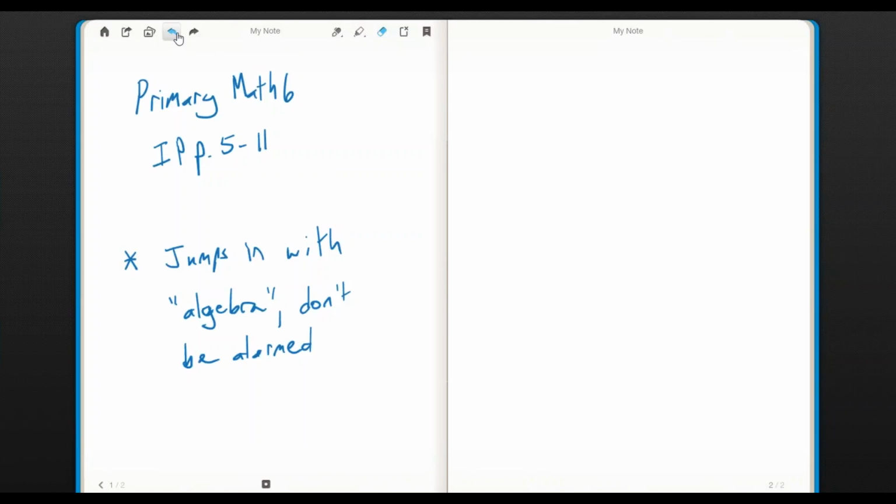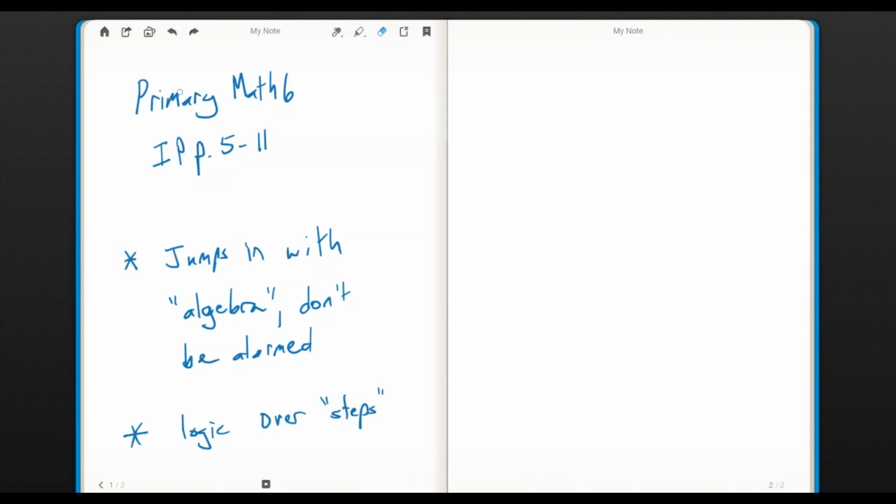So it's just the order it does this in. It jumps right in with the algebra, quote-unquote, portion of it, and this is largely why I would say this has plenty of pre-algebra involved in it, again with a few additions to make it a pre-algebra course. But just don't be alarmed if you are looking at this thinking, wow, how did we get here?